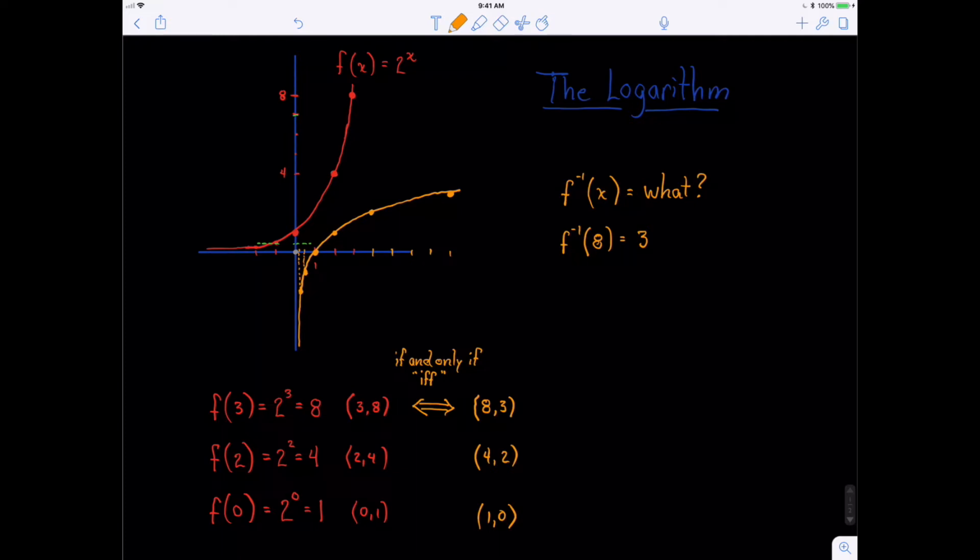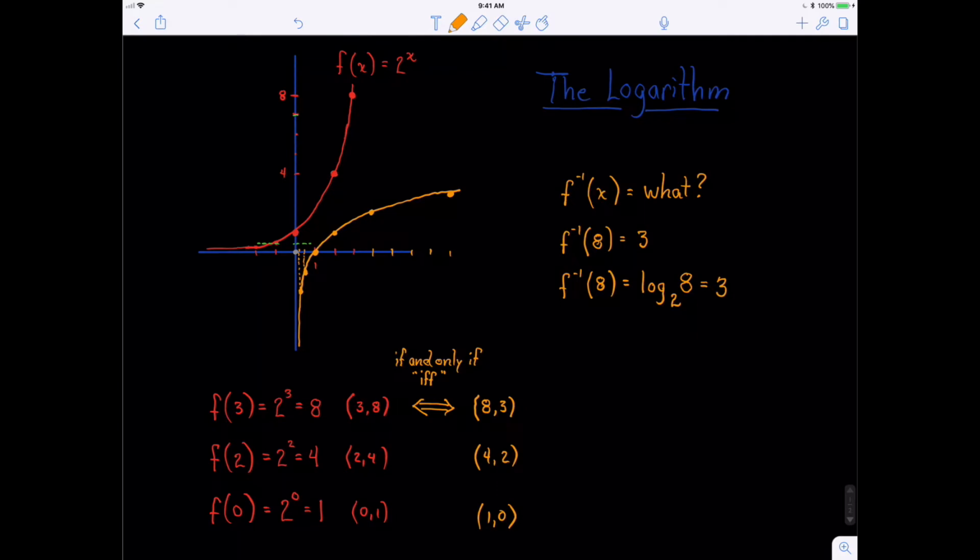And the answer is in the title to today's lesson. It's the logarithm. And it's written this way. So the inverse function, this is a brand new function for us, the inverse of 8 equals the log. Log is short for logarithm. It's the log in base 2, written as this little subscript, of 8. And we know the output, we just wrote that above, that's 3.